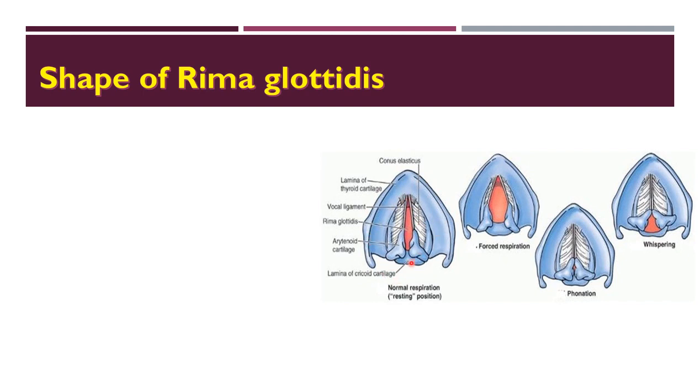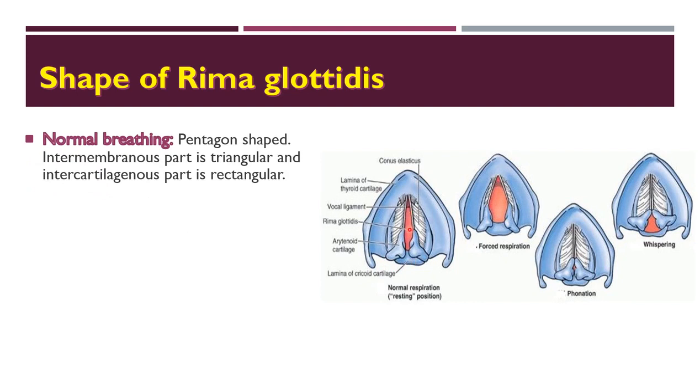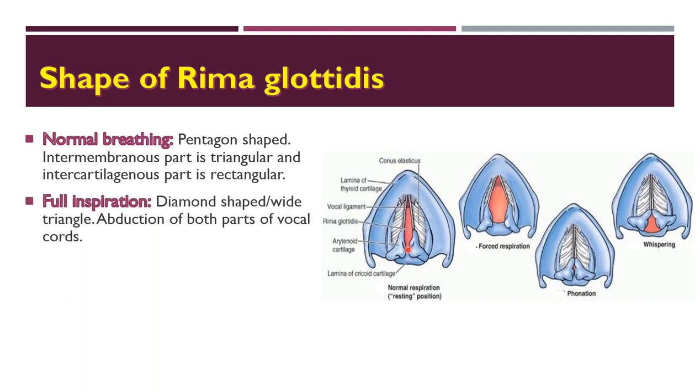Next, coming to the shape of the rima glottidis in various movements of the larynx. In normal breathing, the intermembranous part is triangular and the intercartilaginous part is rectangular, and the shape is called pentagon shaped. During forced or full inspiration, the vocal cords are abducted and it becomes triangular. Abduction of both the parts takes place. In humans it is mostly a wide triangle. Both the vocal cords are abducted widely.